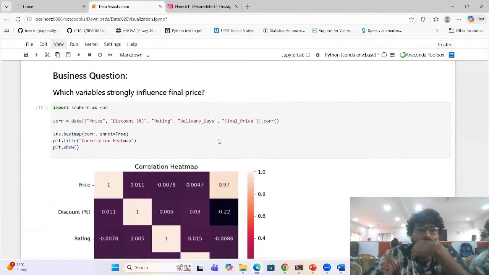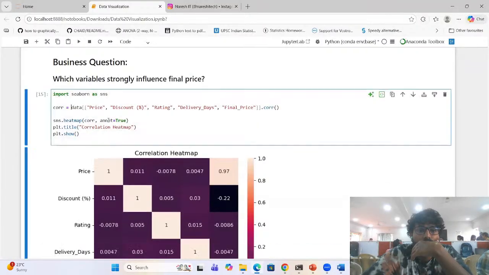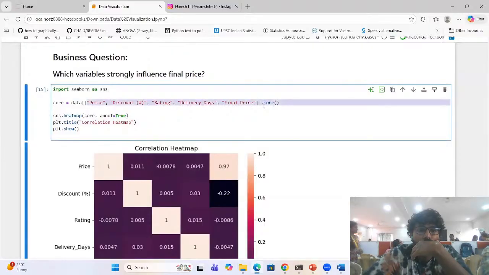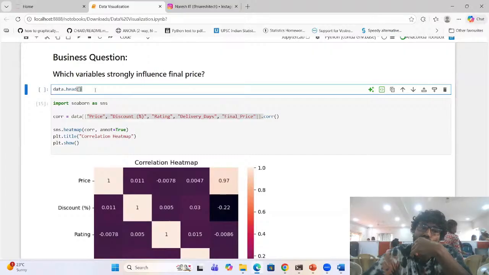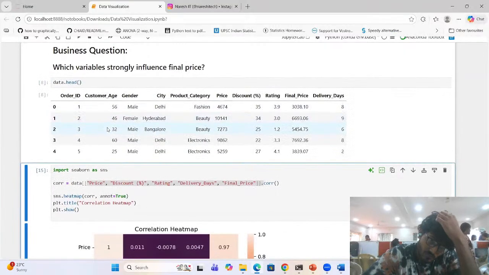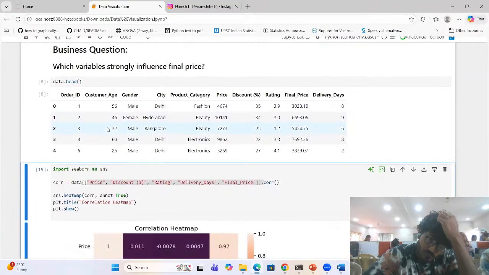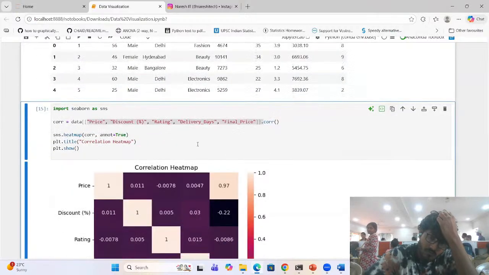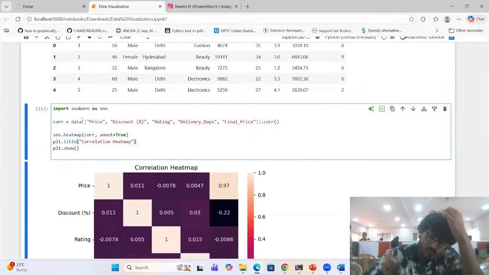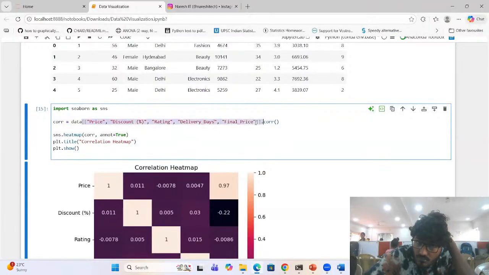And when it comes to the heat map, as I said, we have a function called correlation, CORR. In my data frame, I'm identifying the numerical columns. You tell me what numerical columns I have in my data. Order ID is not a numerical column. It's a unique identification, you don't involve it in the analysis. Next, customer age, price, discount, rating, final price, delivery delays. So here I'm subsetting, creating a data frame with only a few columns: price, discount, rating, delivery date, and final price.